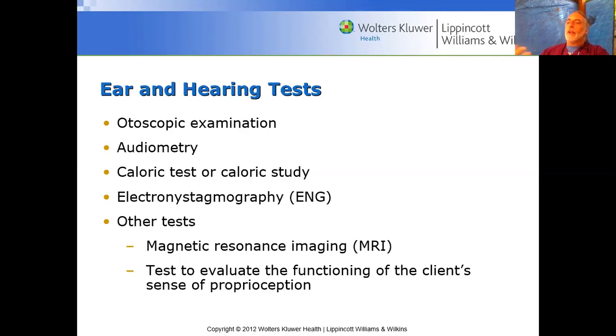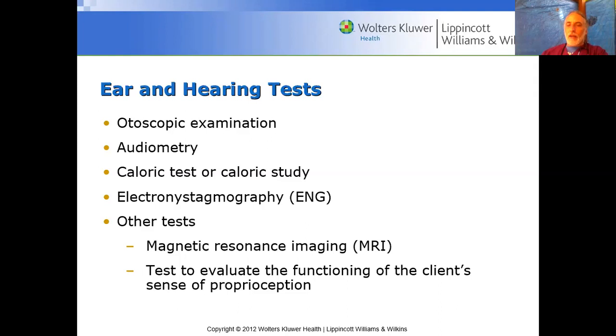There's audiometry, or your hearing test. Caloric studies, electronystagmography, and ENG. Let's call it an ENG. And again, imaging, MRI, which is magnetic radiation, not ionizing radiation. An MRI to show the structures of the ear.